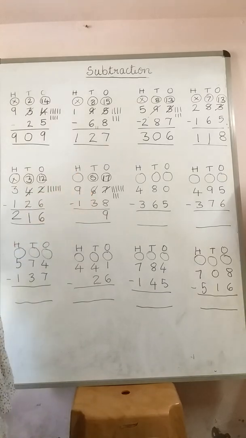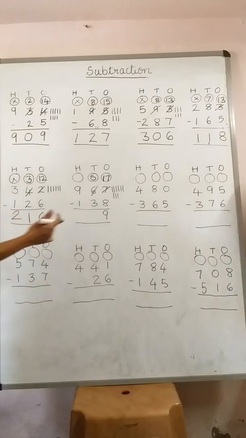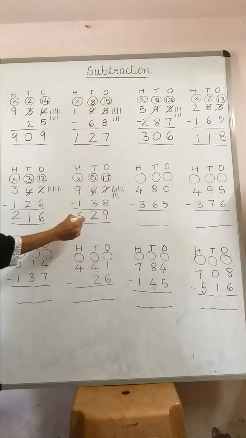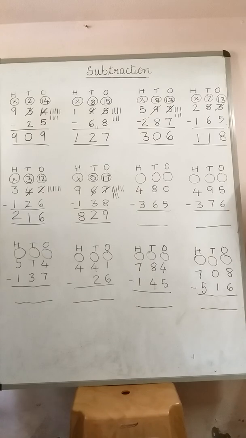5 minus 3. 5 fingers. Take out 3 fingers. 2 remains. And coming to the hundreds place, 9 minus 1 is what? It is 8. The answer you get is 829. Followed? Yeah. Let's move to the next one.